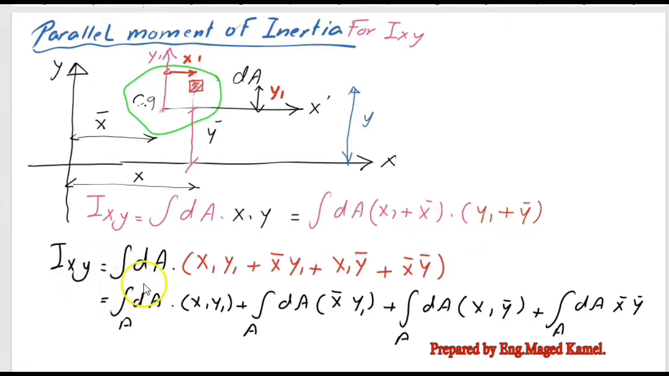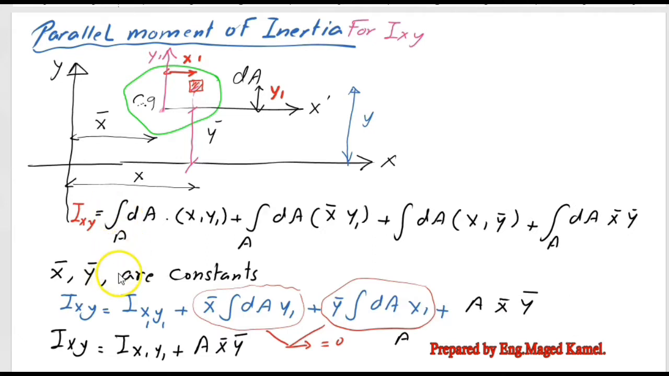Then the IXY is equal to the integration of dA. Then we multiply x dash by y dash, plus x dash y bar, plus x bar y dash, plus x bar y bar. These are the four terms inside brackets. Then we are going to investigate each item and see what it resembles. The integration of dA multiplied by x dash y dash, plus the integration of dA multiplied by x bar y dash, plus the integration of dA multiplied by x dash y bar, plus the integration of dA by x bar y bar.